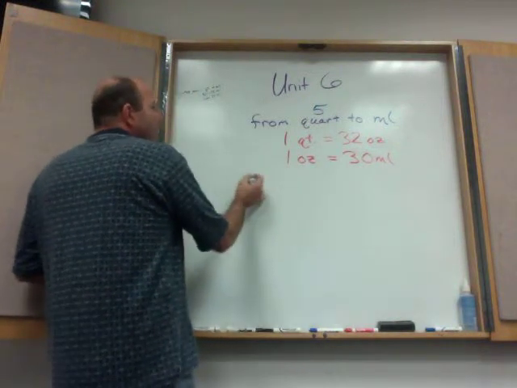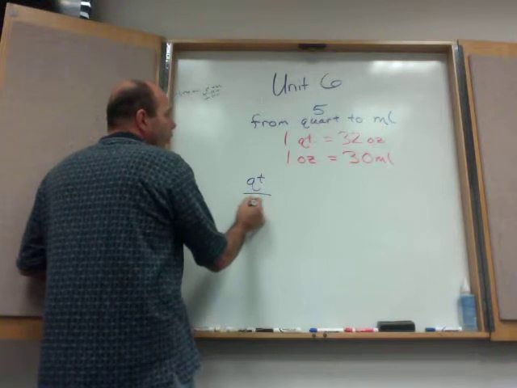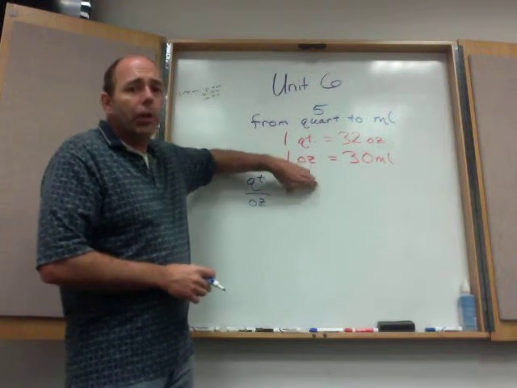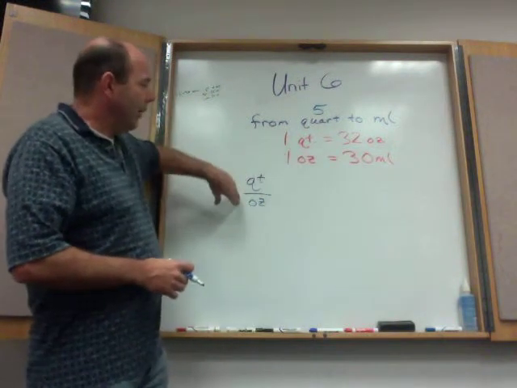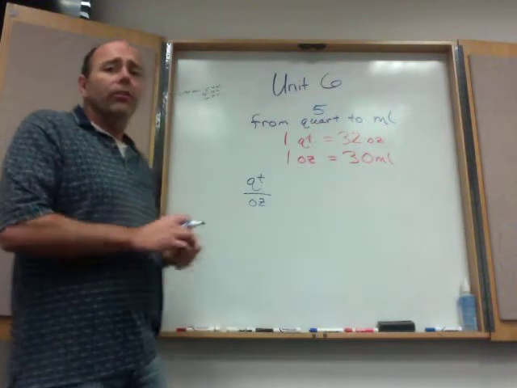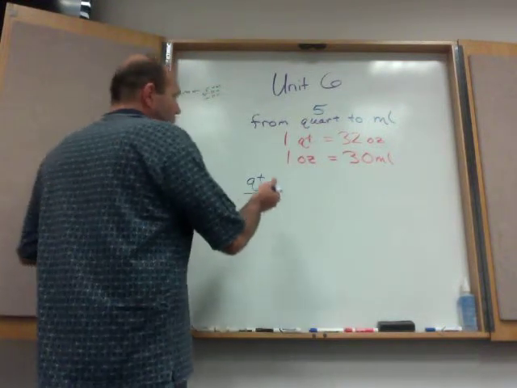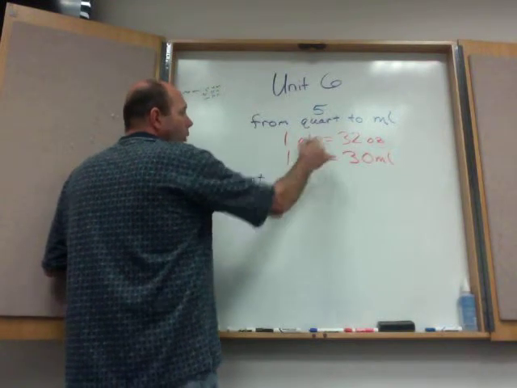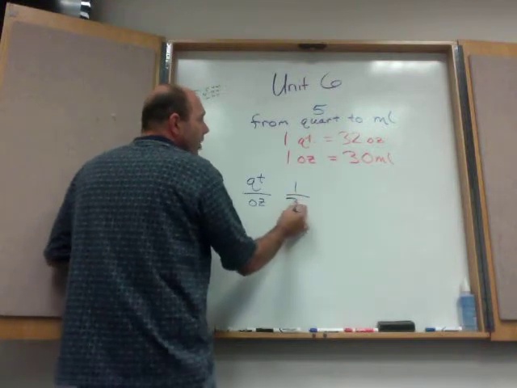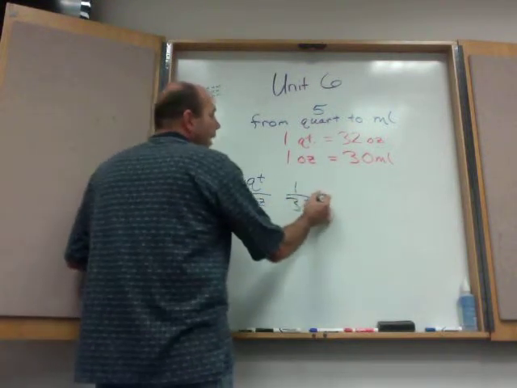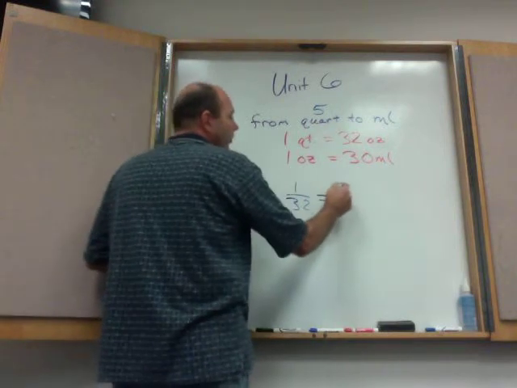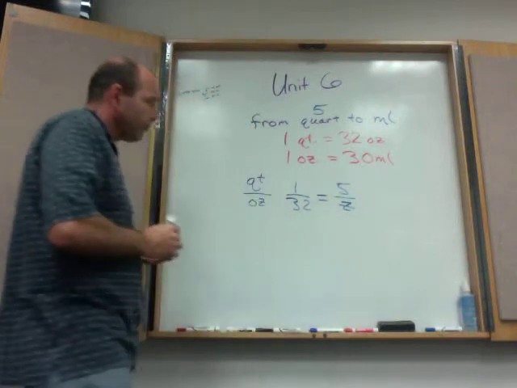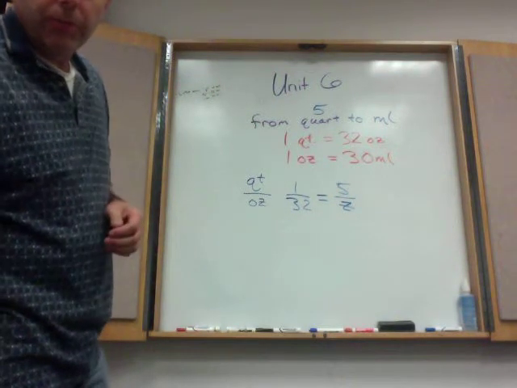Okay, so I'm going to set this up, and again, I'm going to write quart over ounce off to the side. That just means that anytime I'm talking about quarts, they go in the numerator. Anytime I'm talking about ounces, they go in the denominator. And that'll work for what I'm doing. So first I'm going to set it up as 1 quart is equal to 32 ounces. That's what I know. Now I want to find out how many ounces are in 5 quarts. I don't know right now, so I'm going to use a Z this time. So now I have it set up properly.